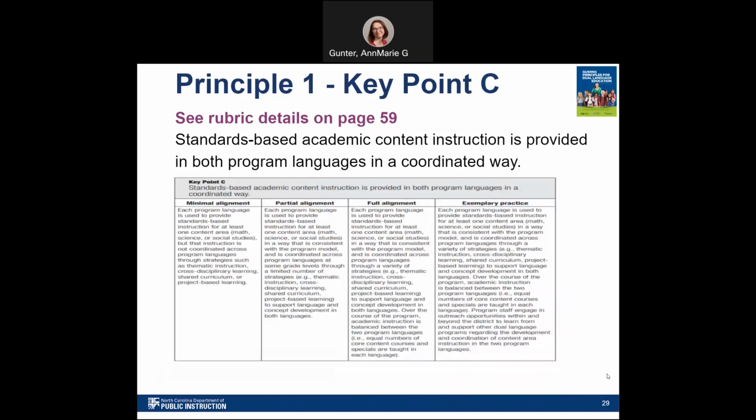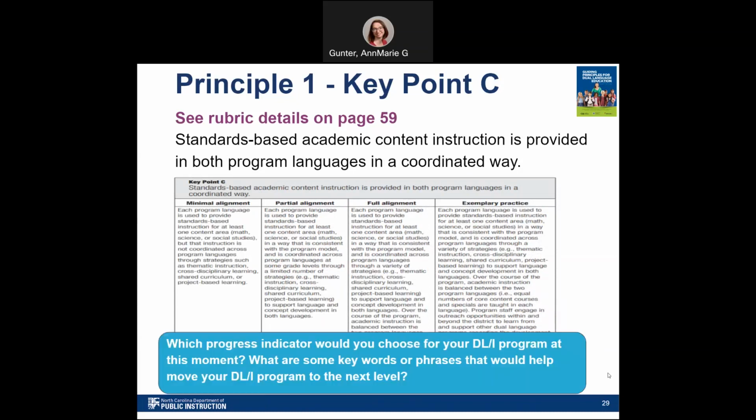Principle 1, key point C, is standards-based academic content instruction is provided in both program languages in a coordinated way. Again, there's a lot to read here when we think about minimal alignment through exemplary practice, but we want you to think, which progress indicator would you choose for your DLI program at this moment? And what are some keywords or phrases that would help move your DLI program to the next level?